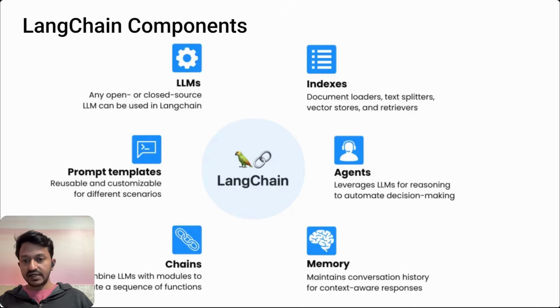And then prompt templates, you can basically have reusable and customizable templates for different scenarios, right? So if you're building an AI application or a chat application, you can build it as if you are building it for a 5-year-old. So all the responses from your application will be as if they are for a 5-year-old. So you can define these templates basically. So these are the main components of LangChain.